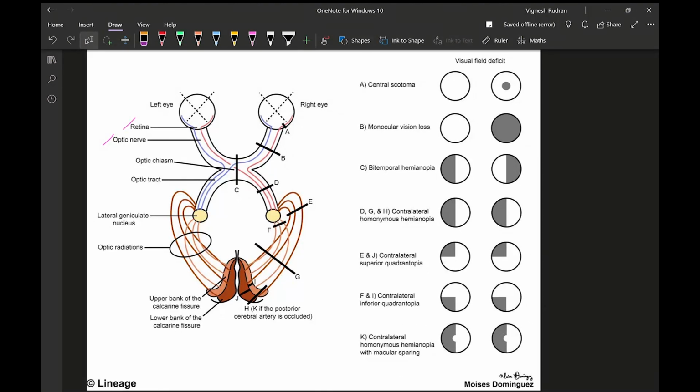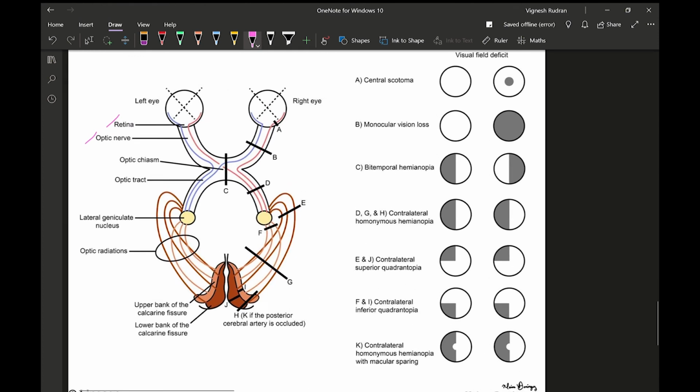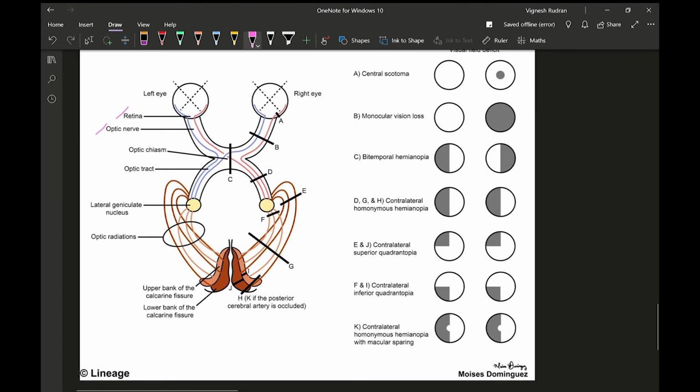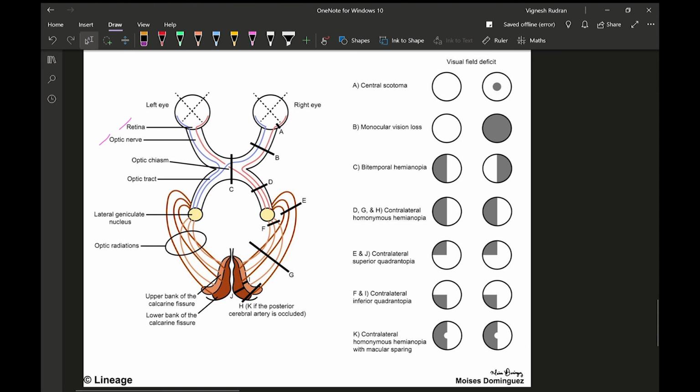And this diagram shows you the different lesions and what type of visual field effect they'll have. Again, something which you need to just remember. So they might even ask this question as an essay.